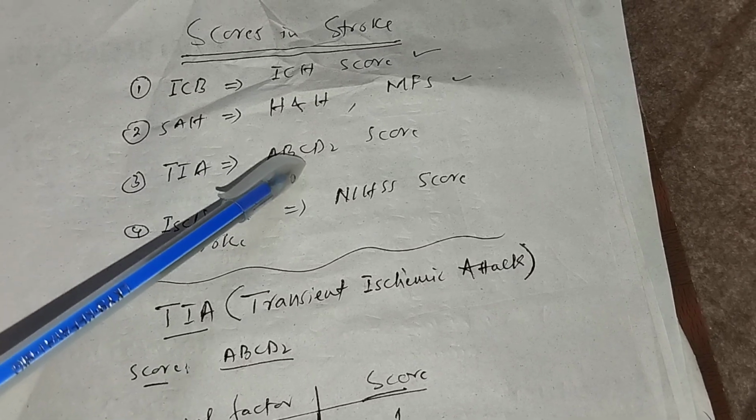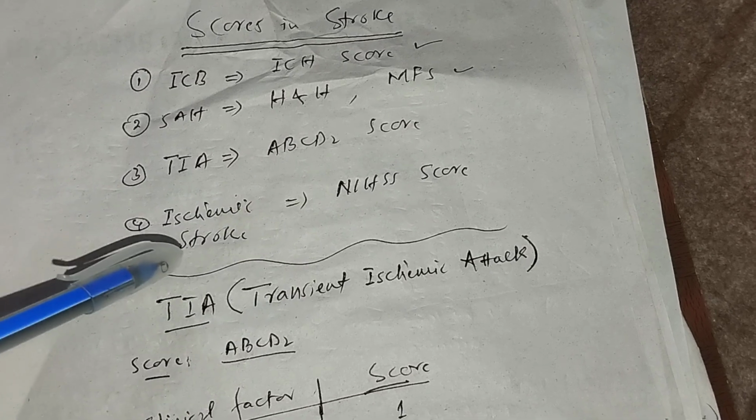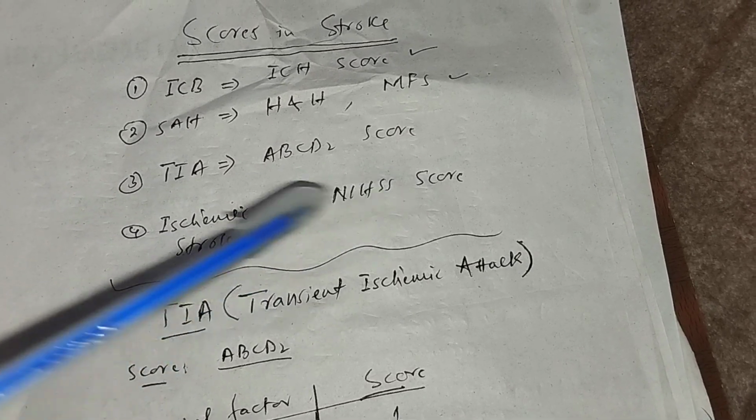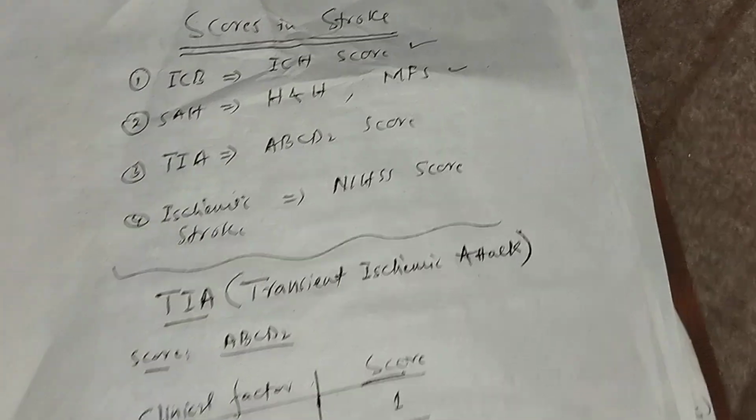We have to find the ABCD2 score, and in ischemic stroke we find the NIHSS score. So today we are going to talk about TIA, transient ischemic attack, and the score.